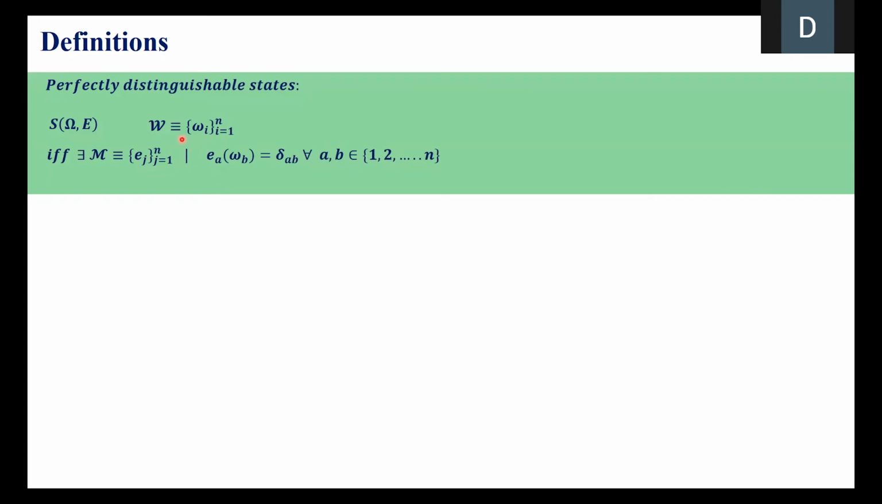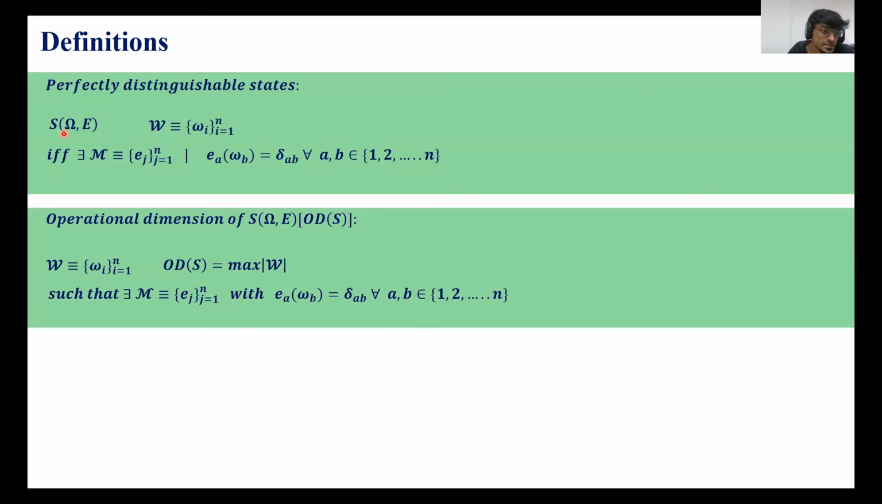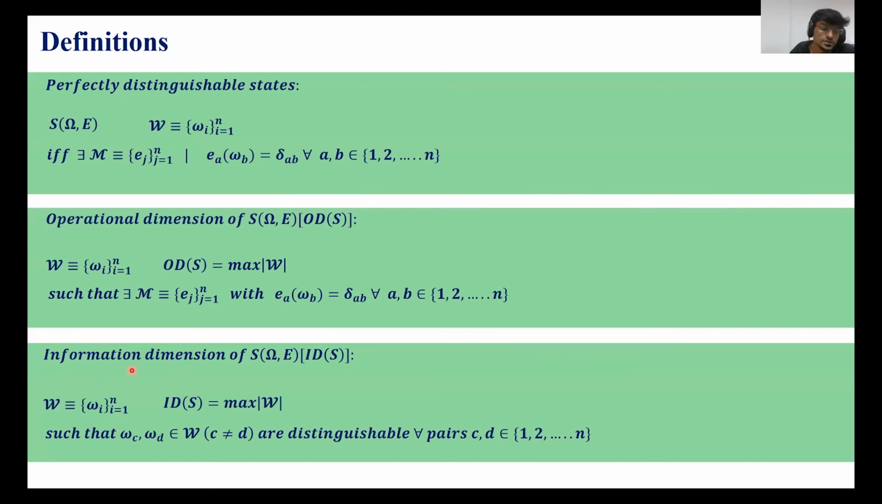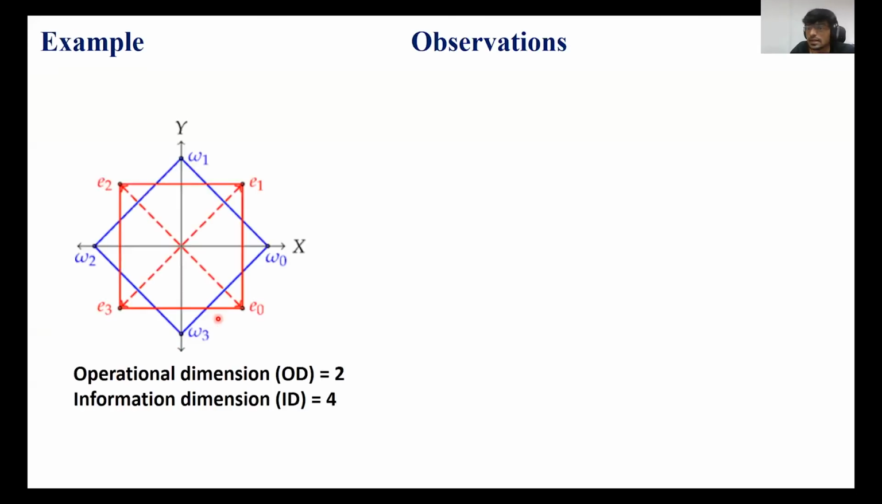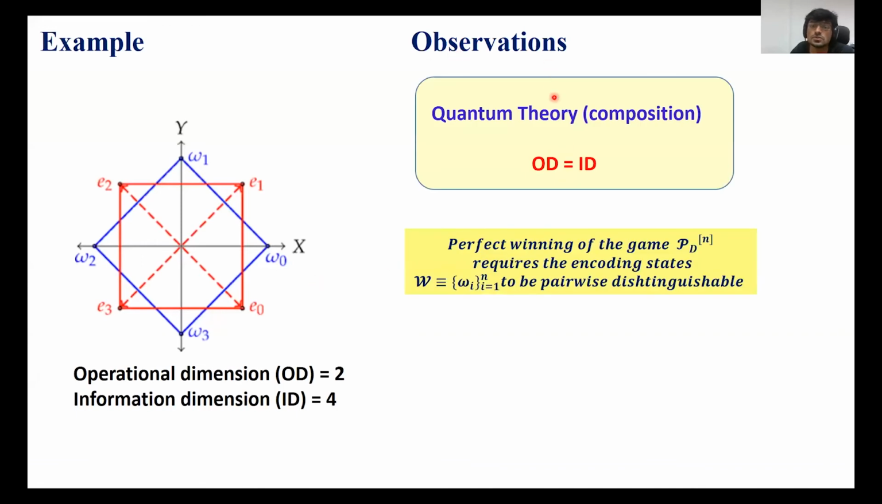Thank you. Perfectly distinguishable states are those states which you can distinguish in a single-shot measurement. And we have what is known as the operational dimension, which is basically the maximal cardinality of a set of states that we can distinguish. Pairwise distinguishability defines what is called the information dimension: given some set, pairwise how many states we can distinguish. Let me show some observations. For quantum theory, the information dimension and the operational dimension turn out to be the same. It's very easy to see.